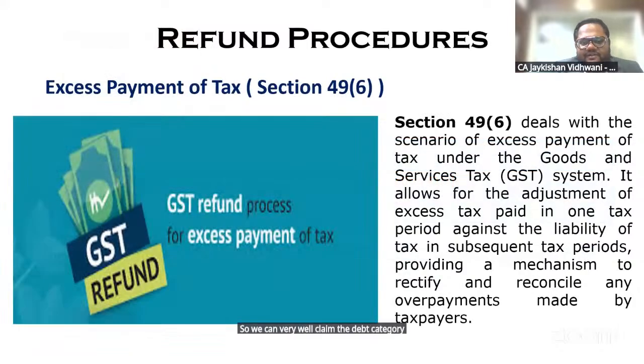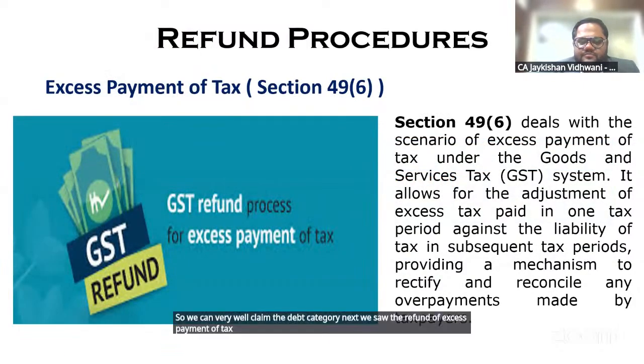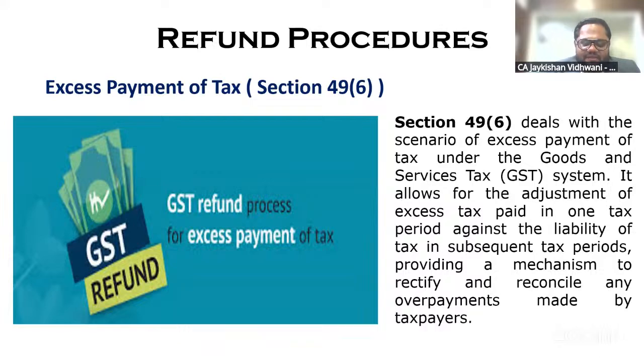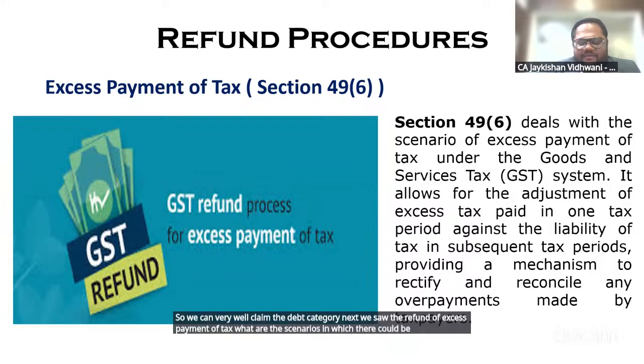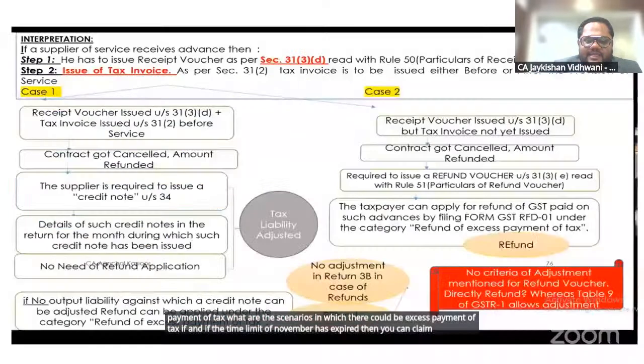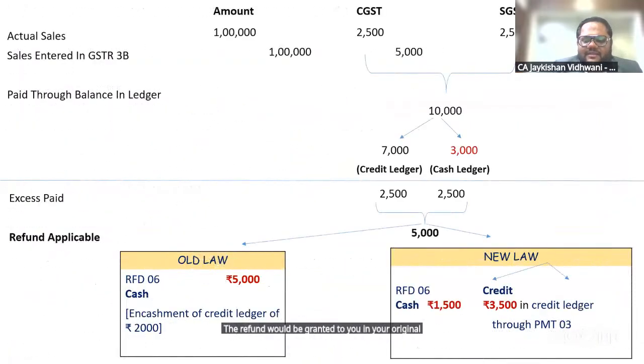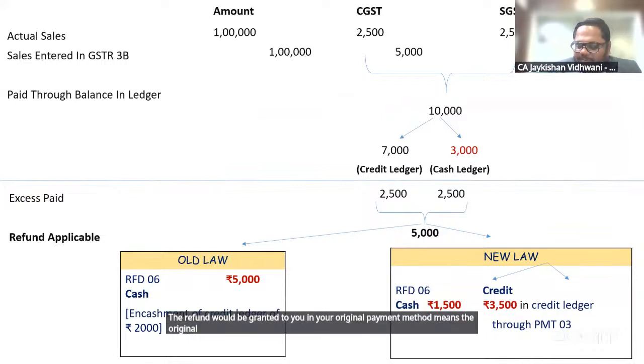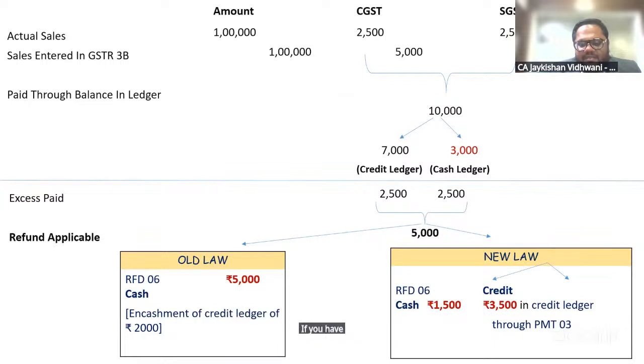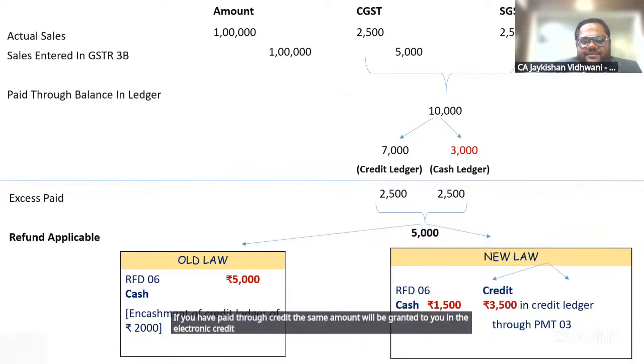Next, we saw the refund of excess payment of tax. What are the scenarios in which there could be excess payment of tax? If the time limit has expired, then you can claim. The refund would be granted to you in your original payment method, meaning the original route through which you had paid the wrong payment. For example, if you have paid through cash, then the amount will be granted in your bank account. If you have paid through credit, the same amount will be granted to you in the electronic credit ledger.